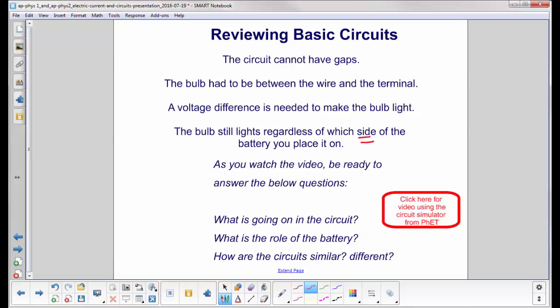So as you watch the video, be ready to answer the following questions in your groups. What is going on in the circuit? What is the role of the battery? How are the circuits that you create similar? How are they different?